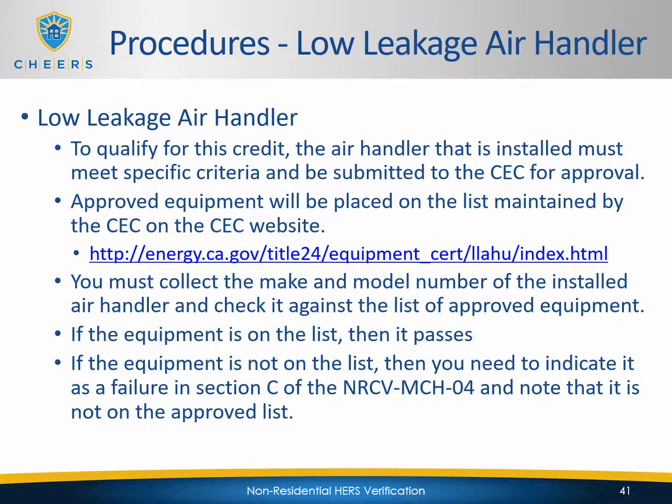If the equipment is not on the list, then you need to indicate it as a failure, and this will be done in Section C of the NRCV MEC 04, and note that it is not on the approved list. Now this will give the feedback to the installing contractor that the equipment is not on the approved list and that they either need to change it out for an approved piece of equipment or they'll have to rerun the energy calculations without that low leakage air handler credit.